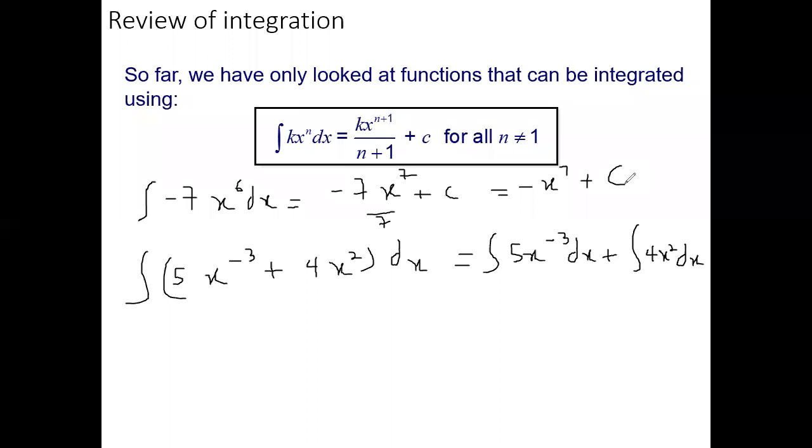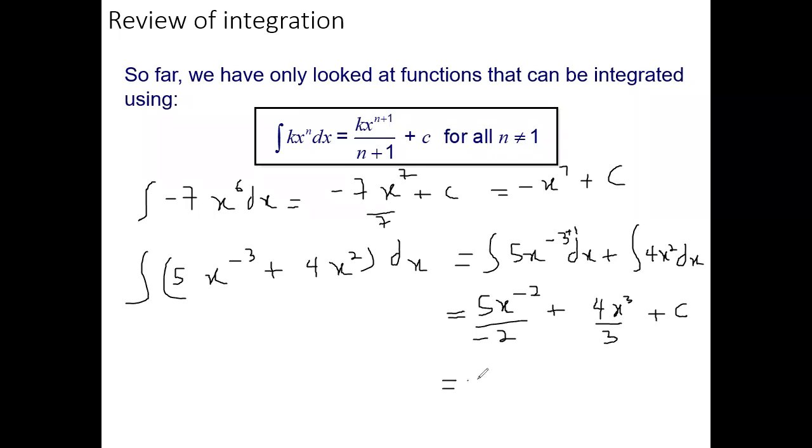Then let's see the next one. So this will give us what? Like I said, you can bring the constant out. Add 1 here. When we add 1 here, it will be -2. x raised to the power -2 divided by -2, plus 4x raised to the power 3 divided by 3. Then introduce the constant of integration, which was c.